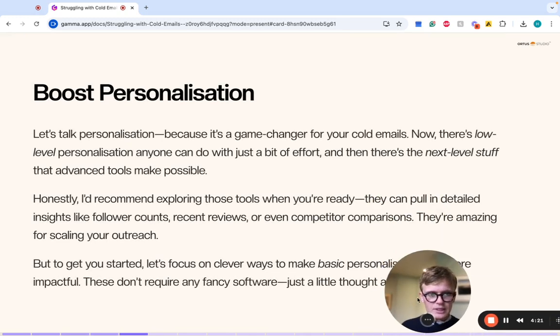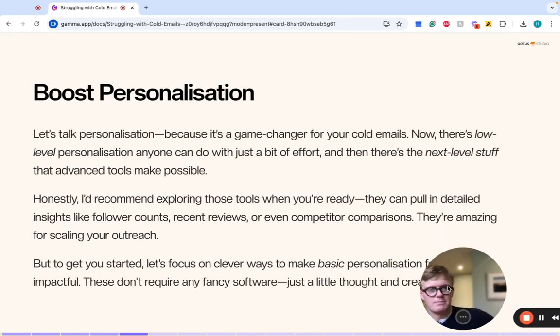The next one could be boosting personalization, because I've found personalization has been a complete game changer for cold email. No one likes feeling like the email they received has been blasted out to an Apollo list of 10,000 potential prospects.